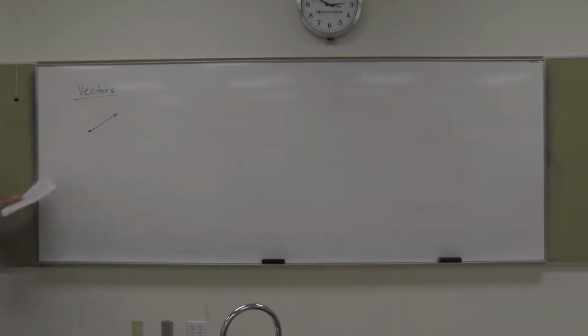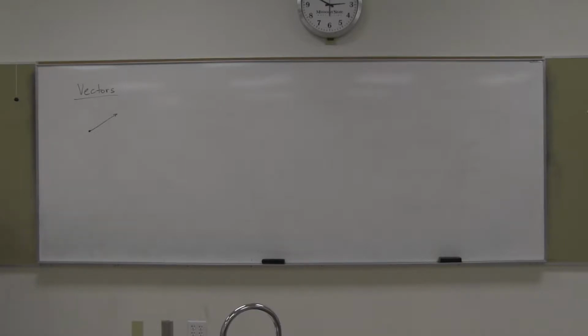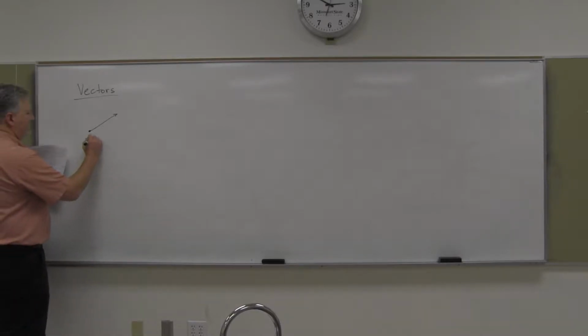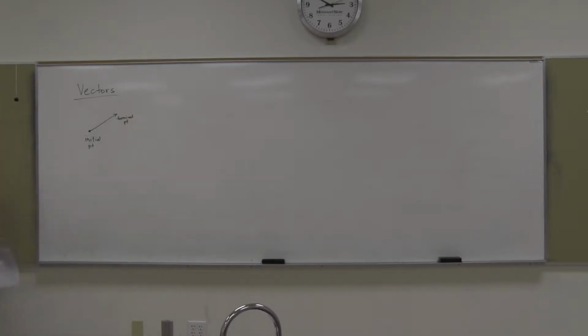So here's an example of a vector. Instead of saying you can go from here to here, either way, this is going to be our initial point, and then we have a terminal point. That's really the big change there. You have an initial point and a terminal point.